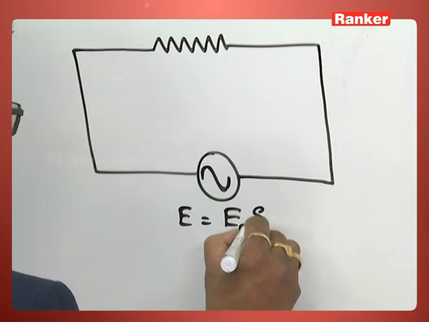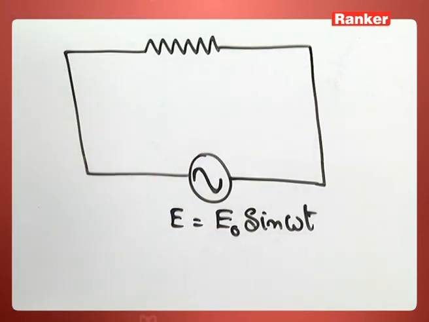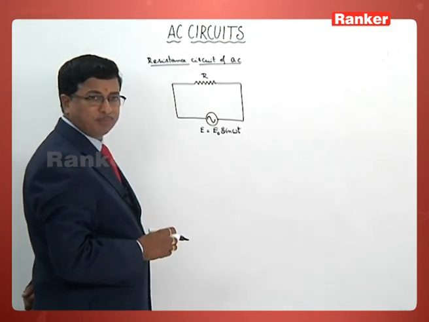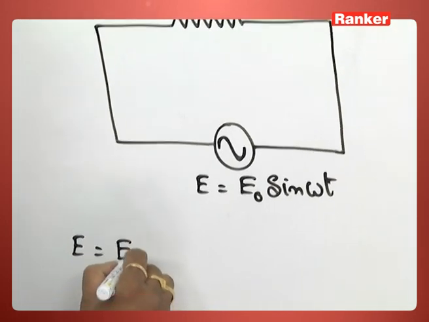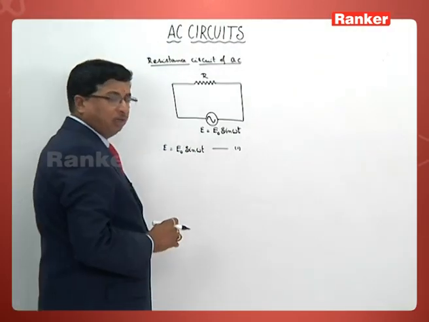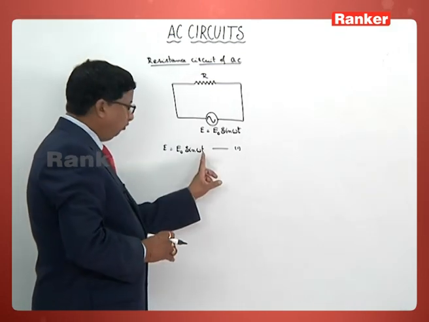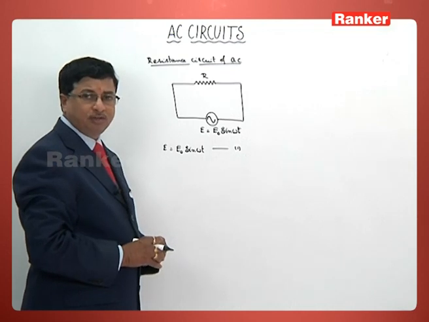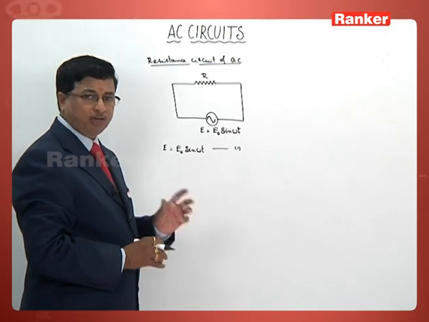E is equal to E naught sin omega t, that is the input EMF supplied to that, and this is the value of R, which is the resistance there. Now when I consider this equation, E is equal to E naught sin omega t, this gives the instantaneous EMF across the circuit, when the time is taken as t. Out of that, E naught gives us the peak value of EMF. Sine represents the function.